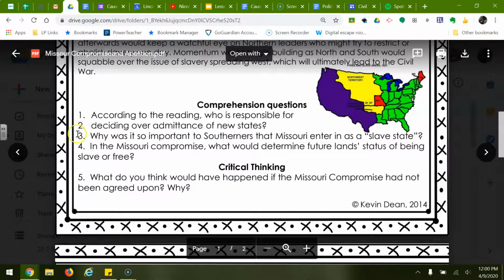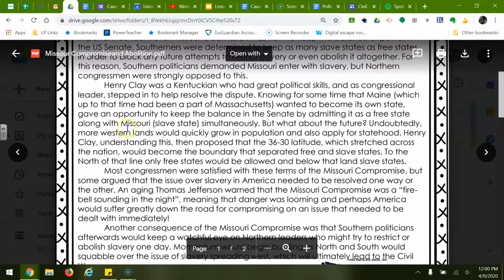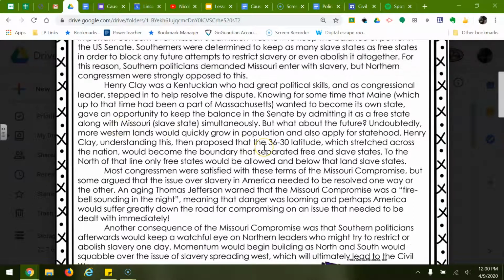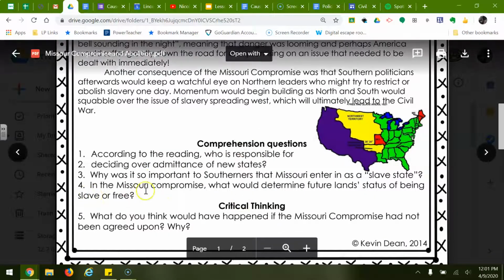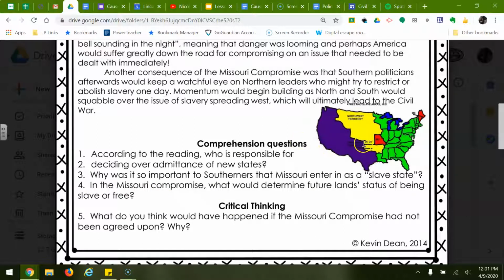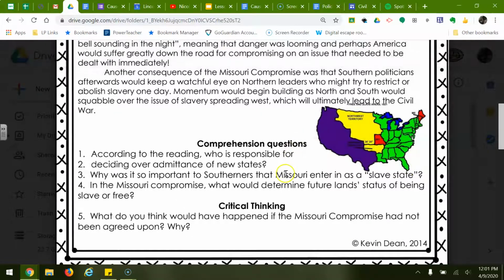So number two, sorry, it says number three, the numbering got off. It was so important to Southerners that Missouri enter as a slave state so that the North wouldn't be able to take over politics, because this is a big thing when it comes to the North and the South. Number four, what would determine future land status of being slave or free? It would be this line right here. Everything south is slave, everything north is free.